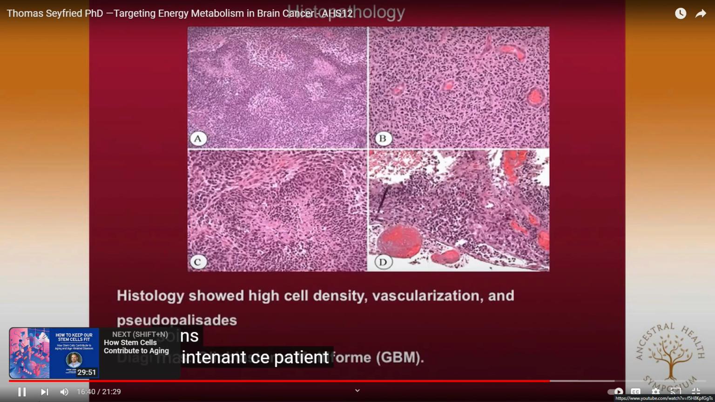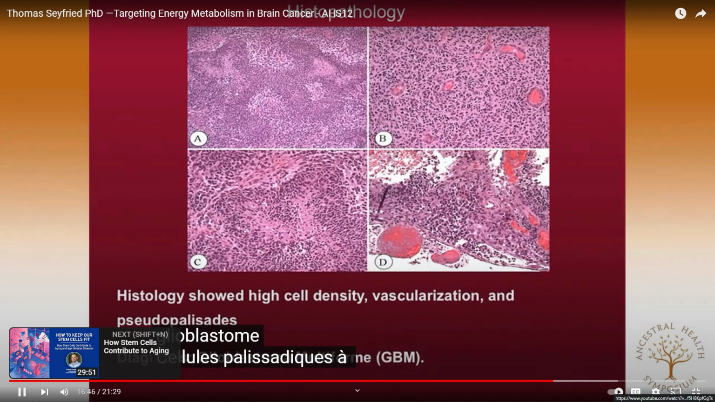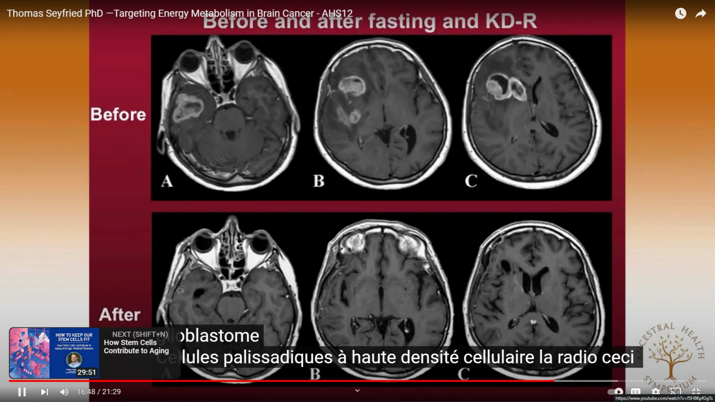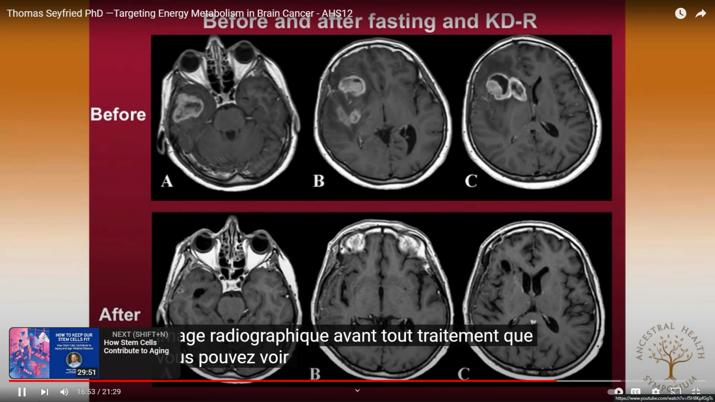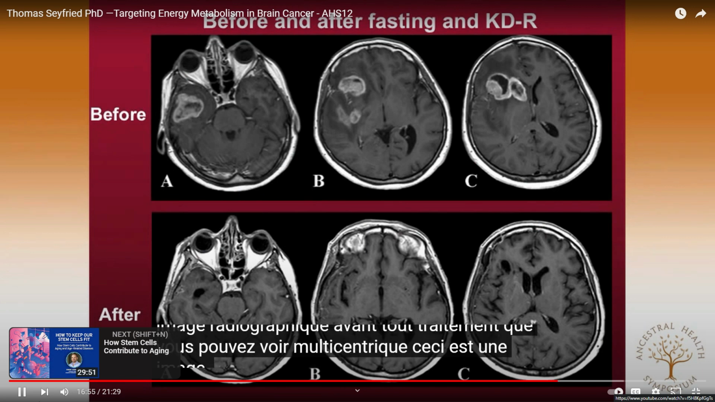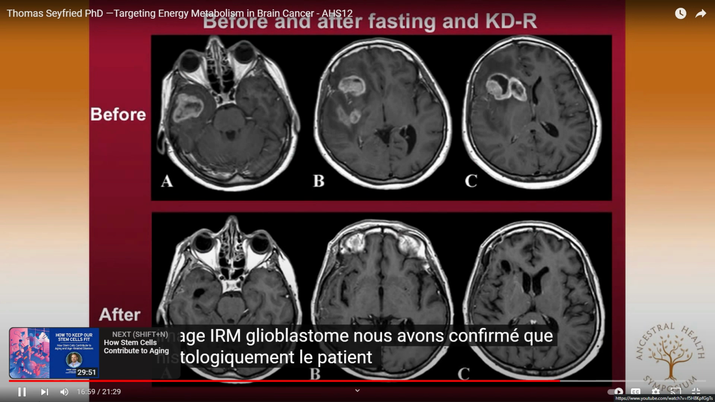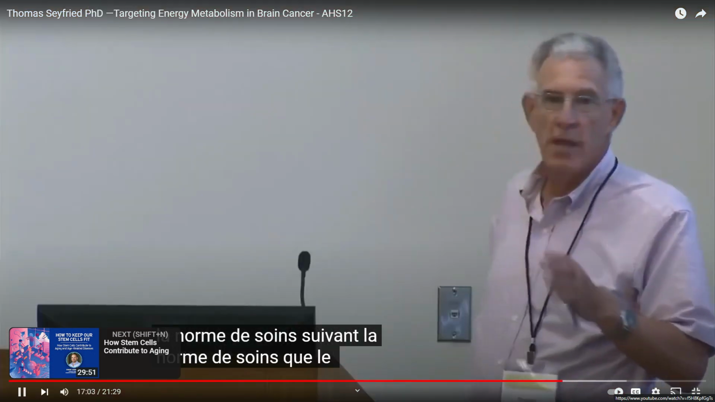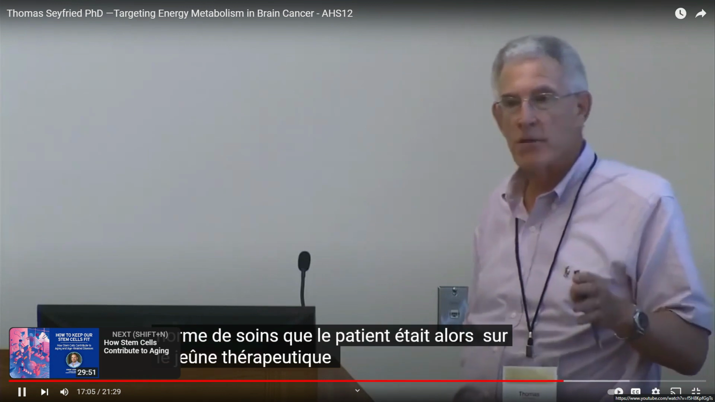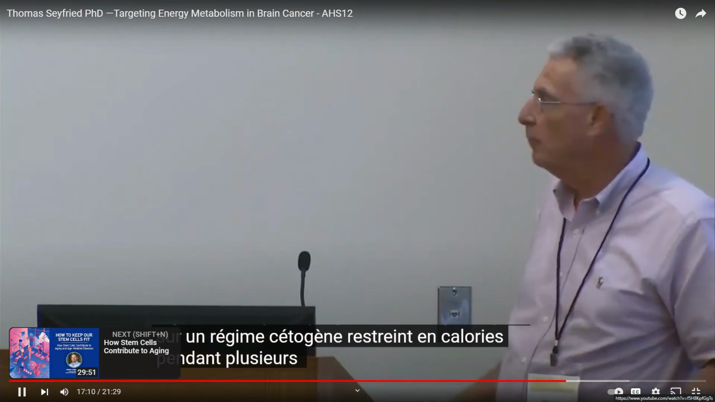Now, this patient had classic histological evidence for glioblastoma: high cell density, palisading cells. This is the radiographic image before any treatment. You can see it is multicentric. This is an MRI image. Glioblastoma, we confirmed that histologically. The patient did receive the standard of care. Following the standard of care, the patient was on a therapeutic fast for 3 days, then on a calorie-restricted ketogenic diet for several months.